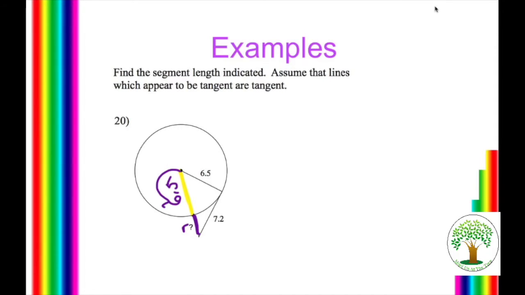How much is that then? 6.5 plus x. We're looking for R, so I think I was wrong; you have to do this. All right. So what squared plus what squared equals what squared?